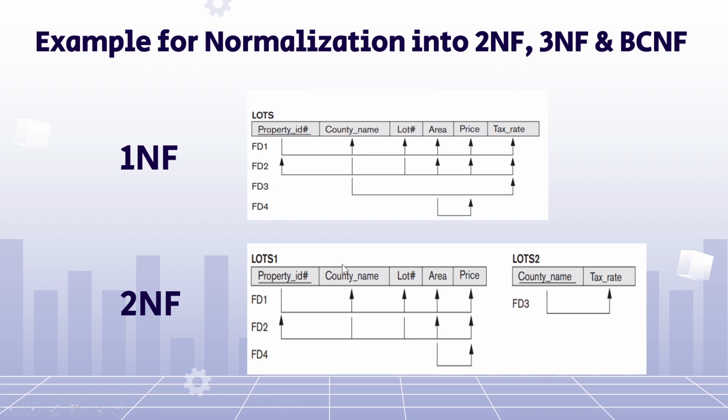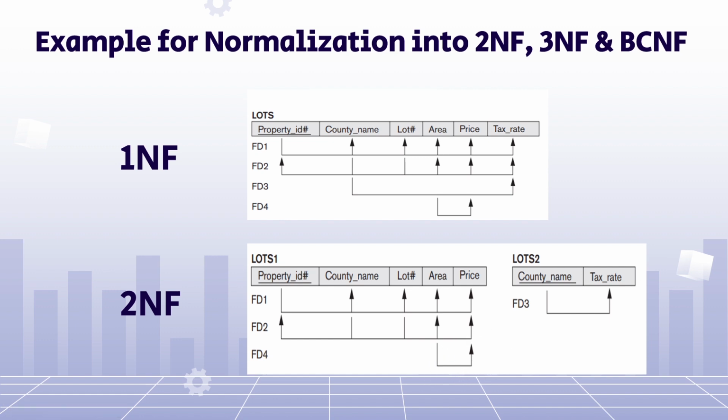Next we have to see for 3NF. Here in 3NF the rule is the table should be in 2NF form, and there should not be any transitive dependency here. A non-prime attribute should not determine another non-prime attribute. So here if you see in functional dependency 4, area is determining price, which is a non-prime attribute determining a non-prime attribute. So here exists the transitive dependency. So the table is again not in 3NF form.